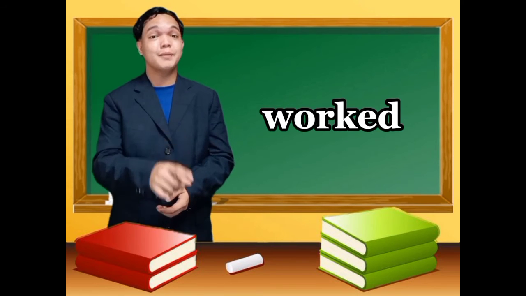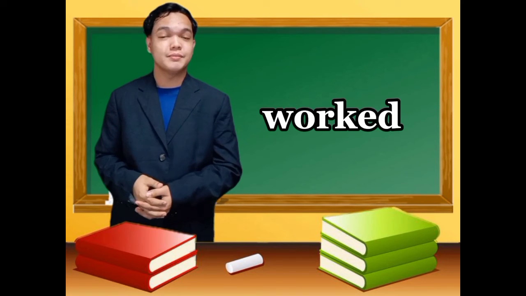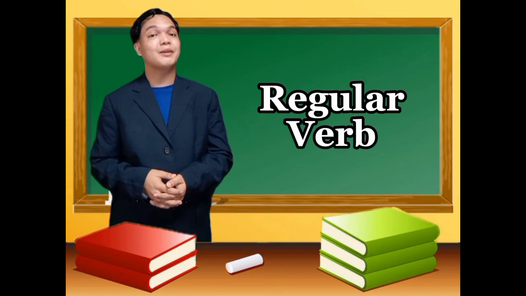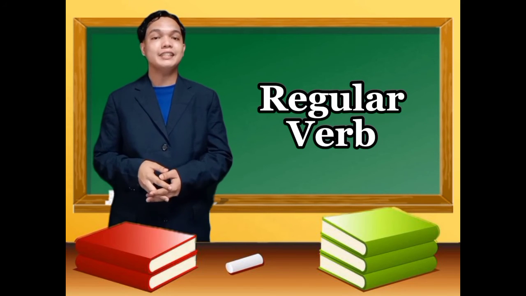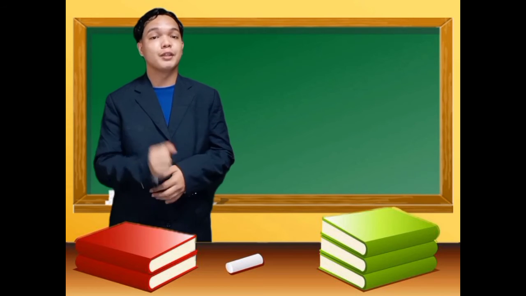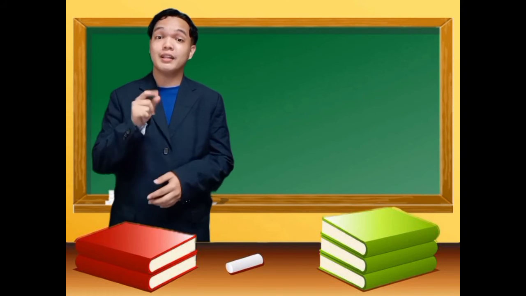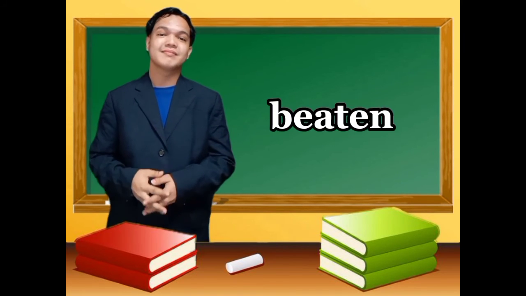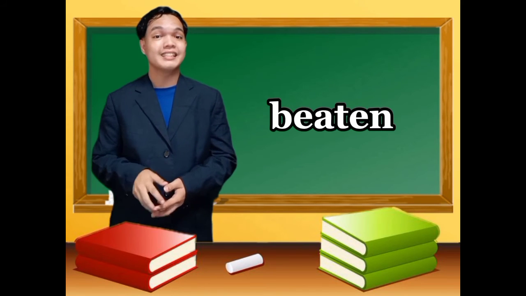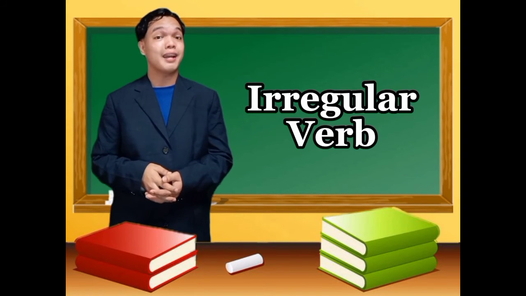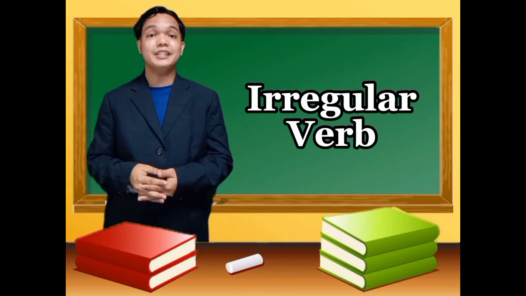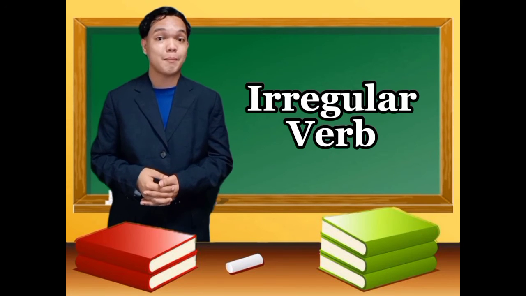Okay, in the third sentence, what is the verb used? Work. Very good. What kind of verb is this called? Yes, regular verb. Why? Because it is a verb that ends in ed or d to indicate an action in the past. Very good. In the fourth sentence, what is the verb used? Yes, beaten. What kind of verb is this called? Yes, irregular verb. Why? Because, yes, it is a verb that does not end in ed or d to indicate an action in the past.